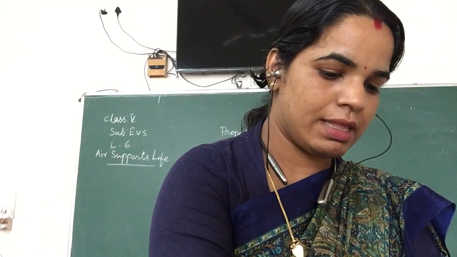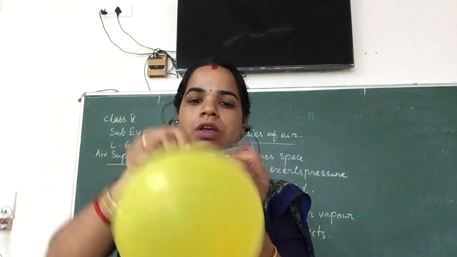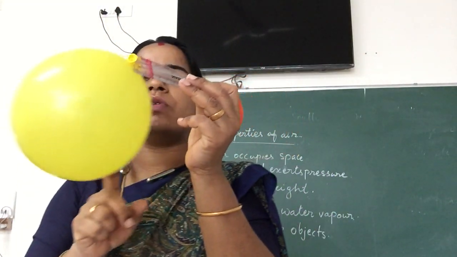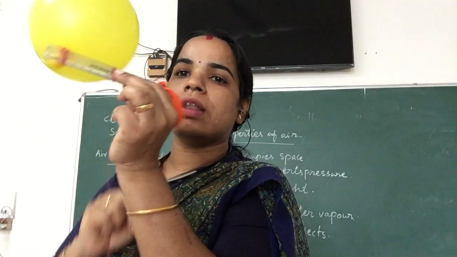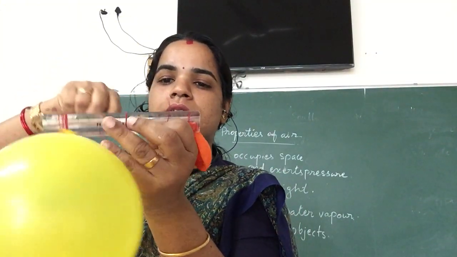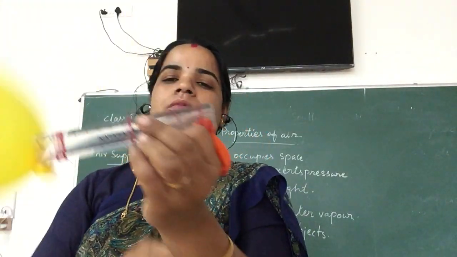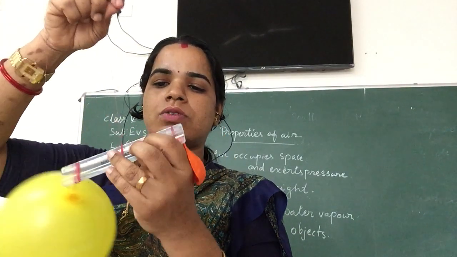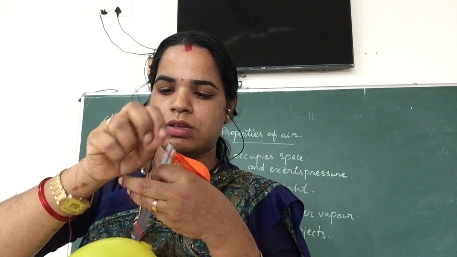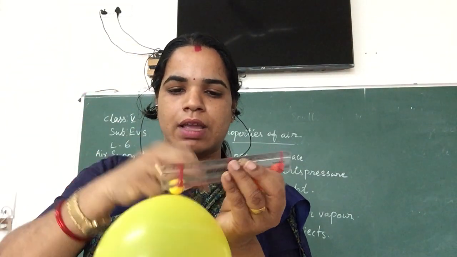Here I am keeping one blown-up balloon, and another one is an empty balloon. Then we have to see. This yellow balloon is a blown, air-filled balloon, and this one is a not-blown balloon. We just have to see what happens, which side goes down and which one goes up.